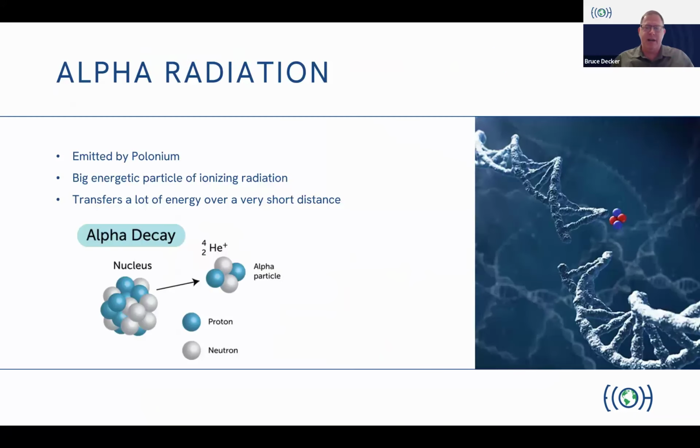So what is alpha radiation? Well, it's 2 protons and 2 neutrons. It's just a helium nucleus. And as the molecule tries to stabilize itself, this gets ejected and it flies through the air. It has a lot of energy in it for irradiation. So it emits a very high amount of energy in a very short distance.